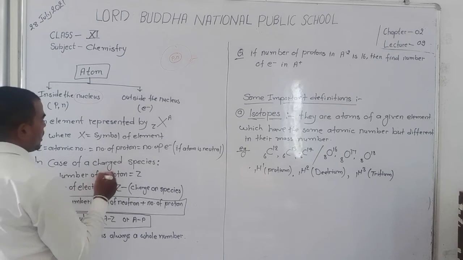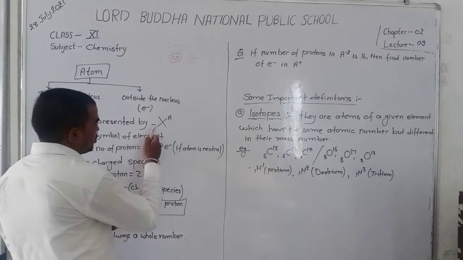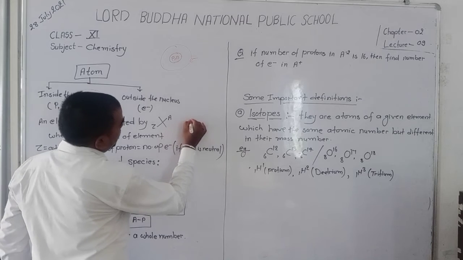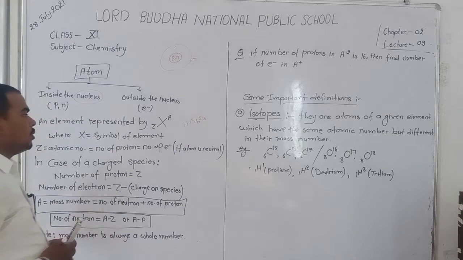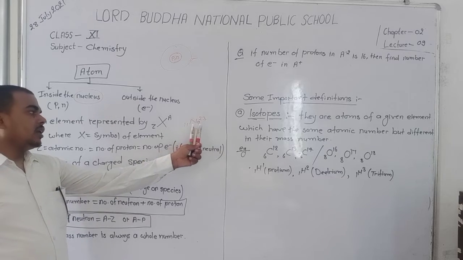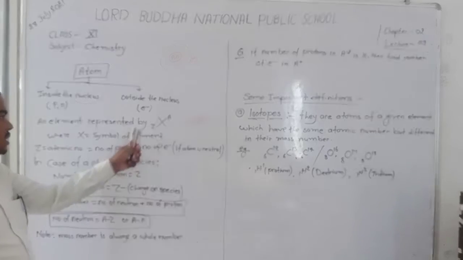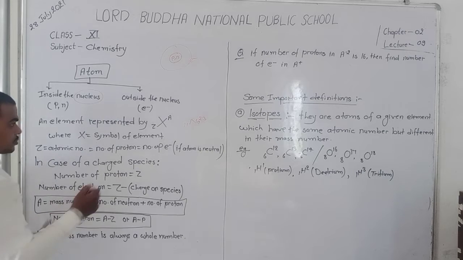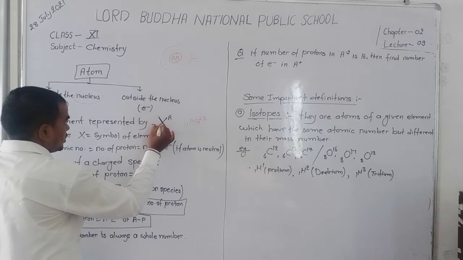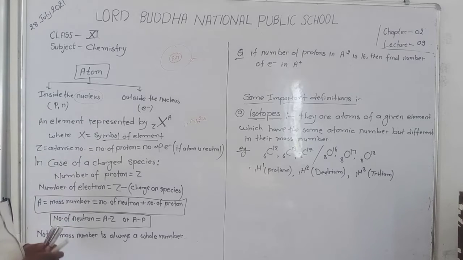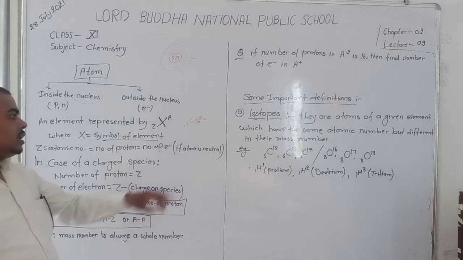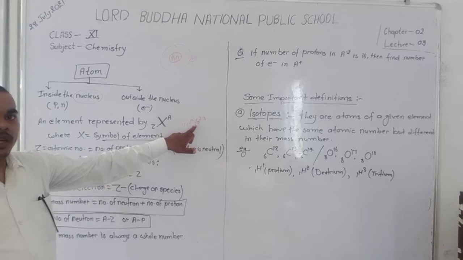Dear student, when you observe the formula of the elements, you observe that the elements are represented by symbols in this method. For example, sodium 11Na23. What does it mean? Here X represents the symbol of the element. It means here the symbol of sodium, that is Na.